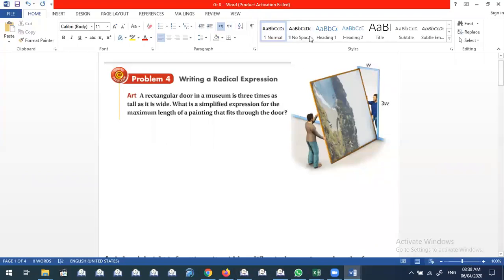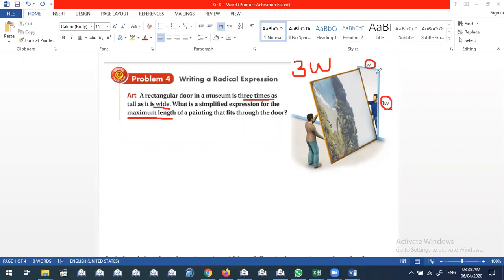Let's solve it first. A rectangular door in a museum is 3 times as tall as its width. That means the length is 3 times the width, 3w. And here we have the graph already. What is the simplified expression for the maximum length of a painting that fits through the door? Here I need to find the maximum length. The width is w and the length is 3w because it's 3 times.